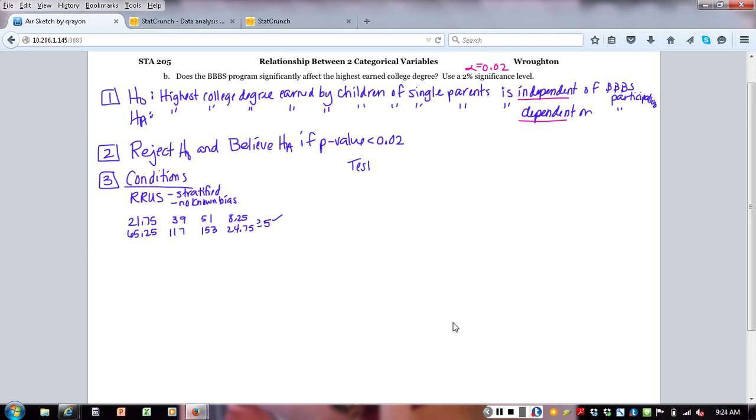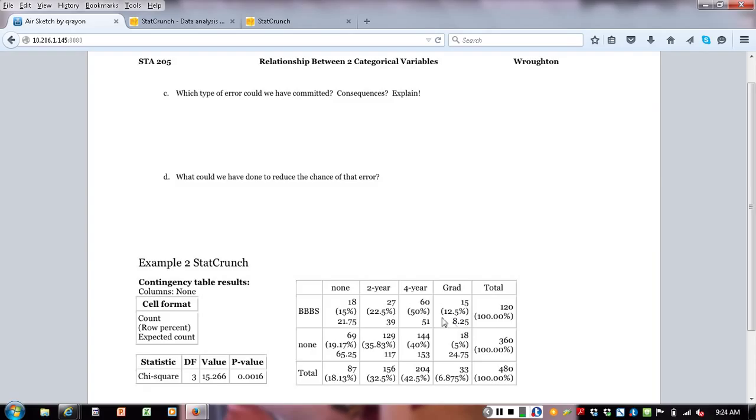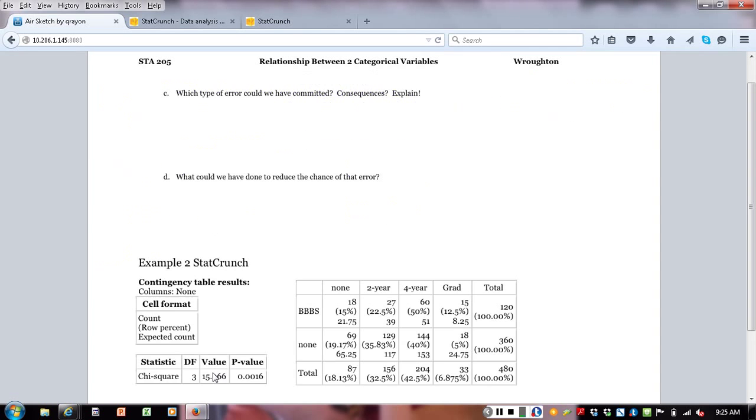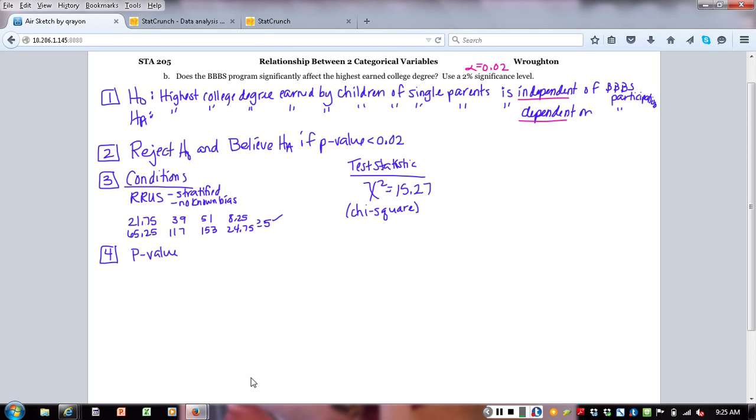Then we need our test statistic, which again is just going to come from the output. So this 15.266 down here is the test statistic. I still want you to list it. You won't necessarily have to calculate it, but still please at least list it. So our chi-squared is 15.27, and you can just label that in words for yourself. You don't have to write the symbol for me. Then we need our p-value, which again is just kind of come from the StatCrunch output. So it's 0.0016. Again, you'll never have to calculate that. It'll be given to you there in StatCrunch.